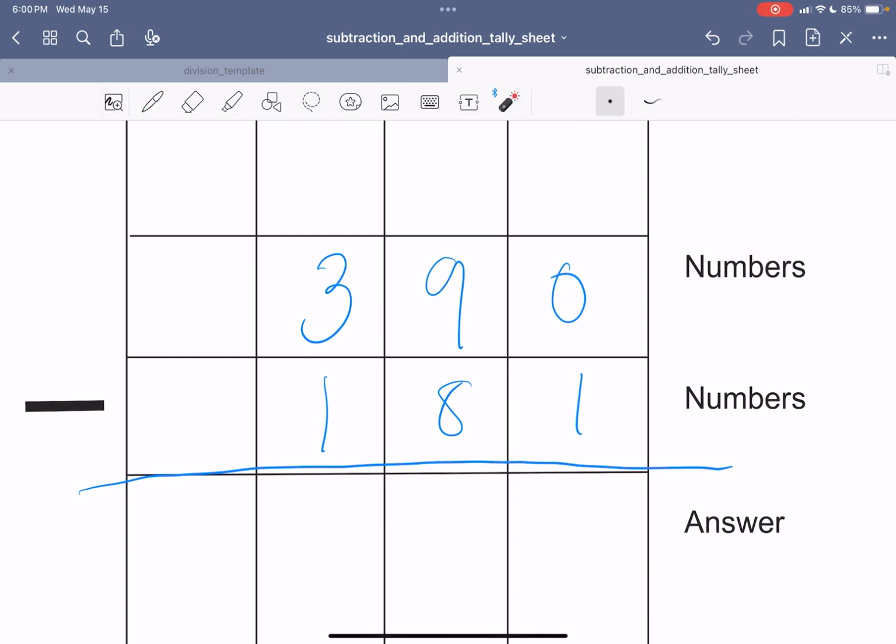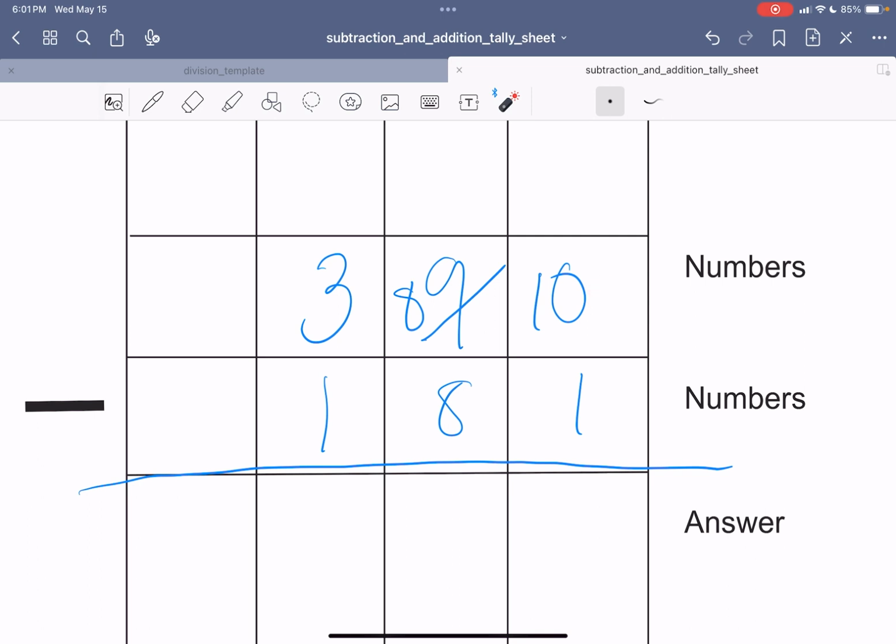So we start with the column that's furthest to the right. So we have 0 minus 1. We can't take away 0 from 1, so we have to go next door and borrow from the 9. I'm going to borrow 1 from the 9. The 9 becomes an 8, and the 0 becomes a 1.